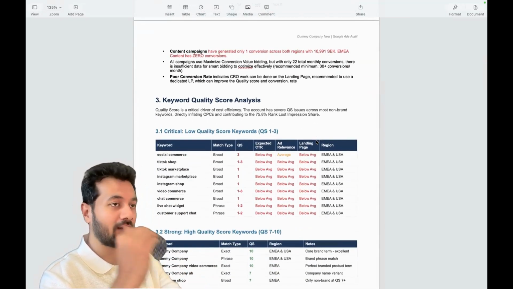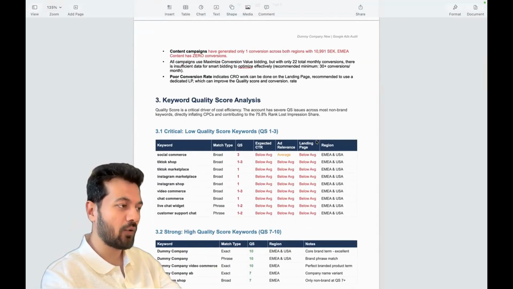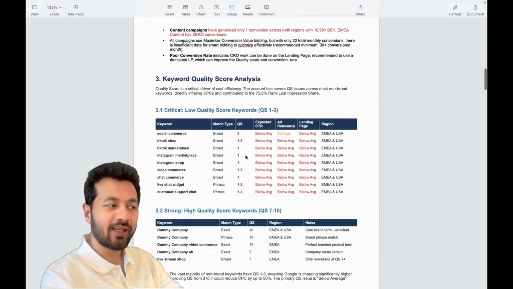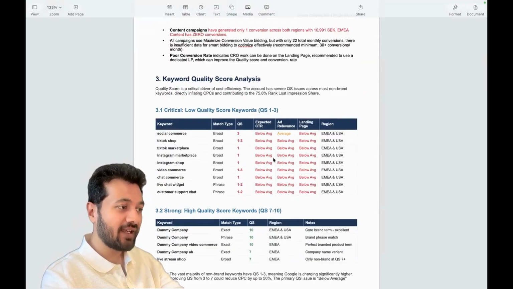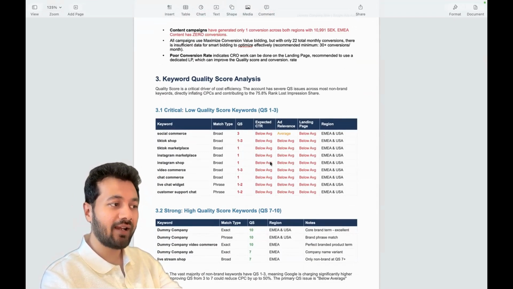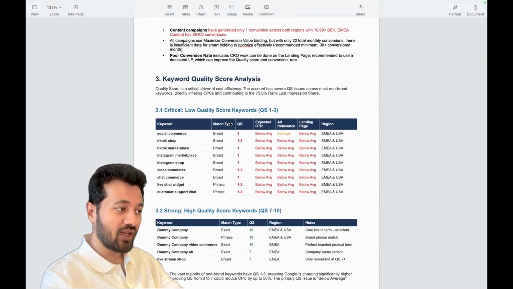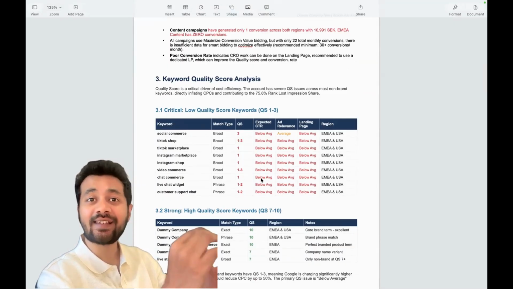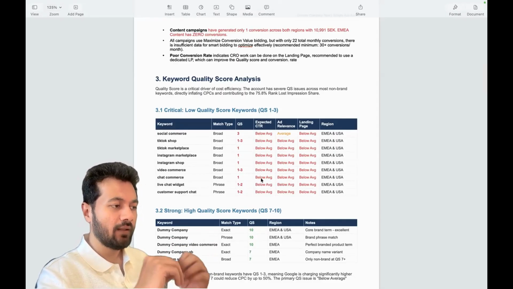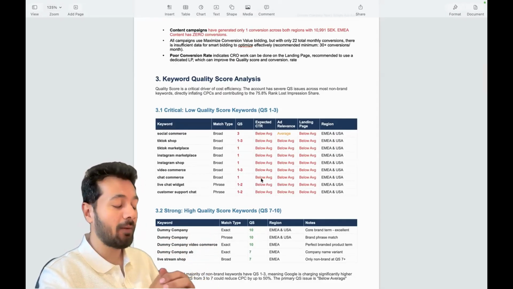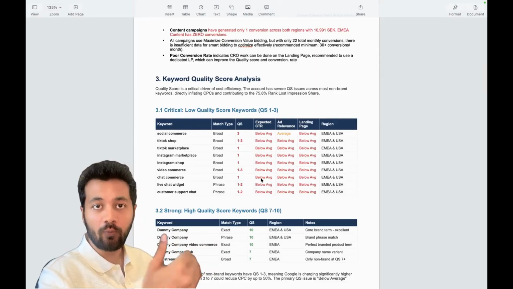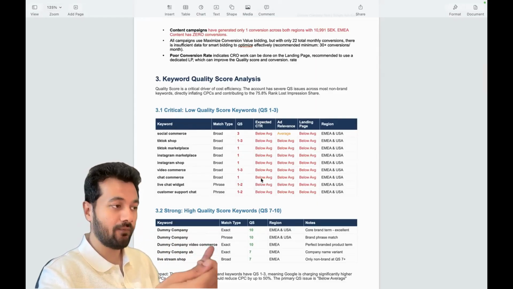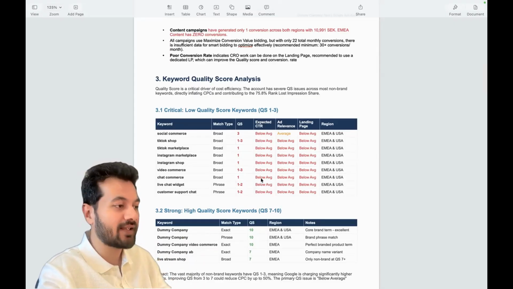Second, it looks at the quality score, right? Again, very important factor. So again, as I mentioned, go step by step into this audit. It looks at all the keywords, looks at all the search terms as well. What is the expected CTR? What is the ad relevance, the landing page, which regions, what's the quality score? As you can see, everything is marked in red. Again, these color schemes, my bad, also help you, you get a very quick analysis of, you know, basically things are wrong, right?